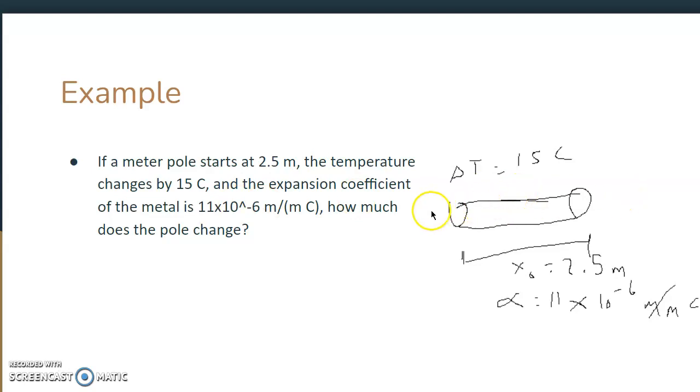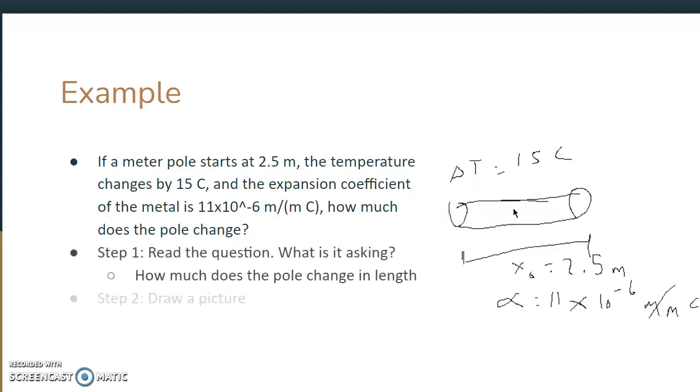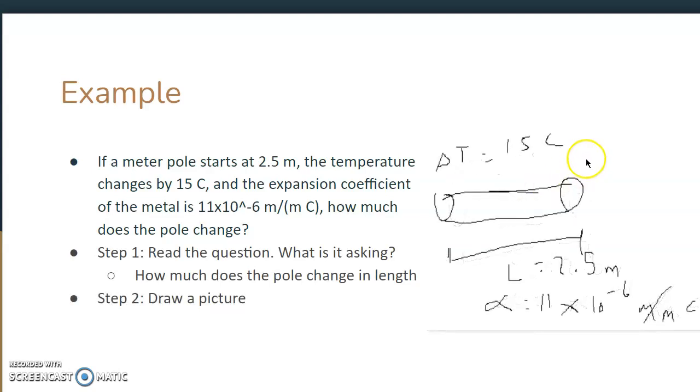So we're trying to see how much our pole changes. What is our question? How much does our pole change in length? Draw our picture. Again, I'm not the best artist, but I did my best. So we have our change in temperature. Our delta T is 15 degrees C. We're going to call this our length is 2.5 meters. And our expansion coefficient is alpha, 11 times 10 to the negative 6 meters per degree Celsius.